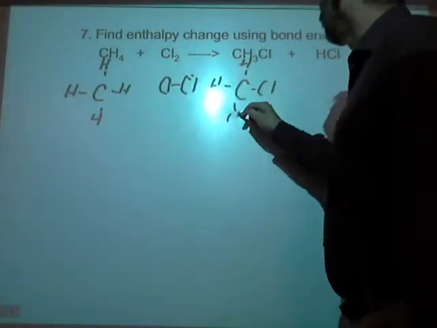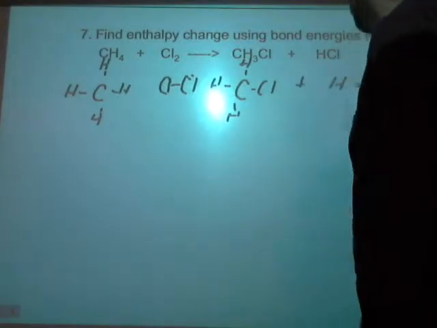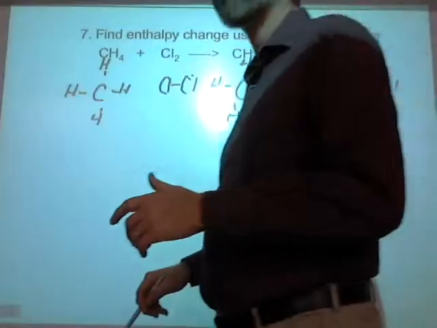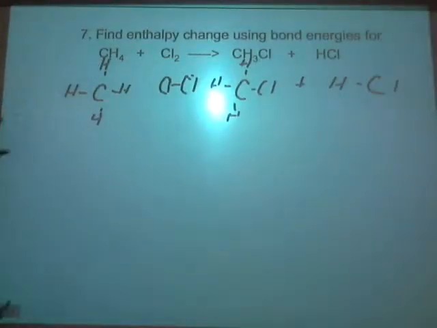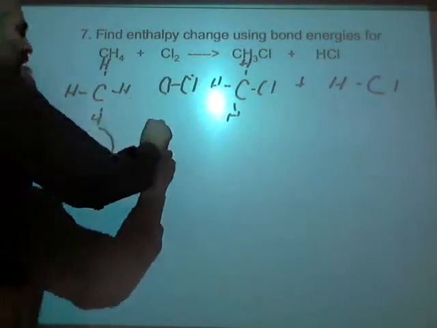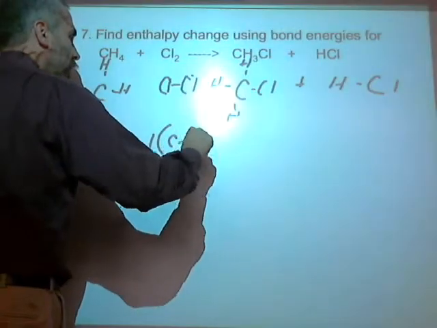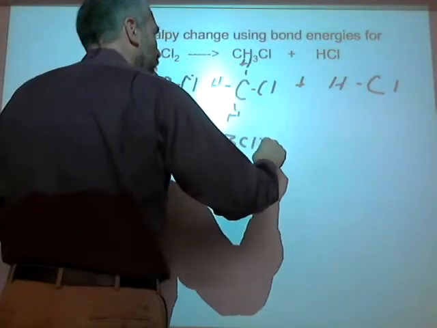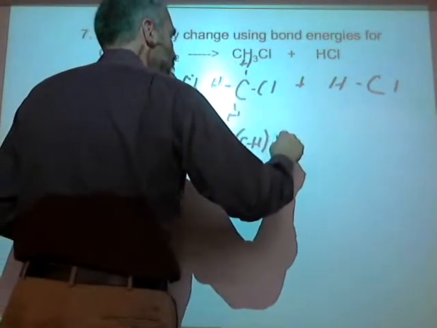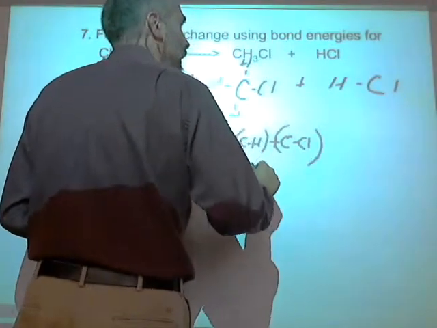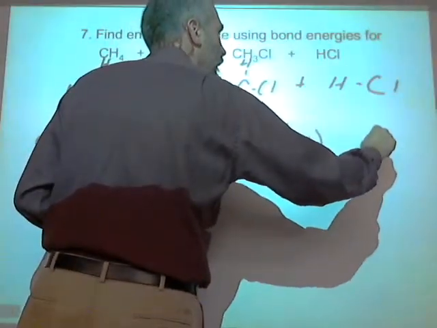And why do we do all this? Because we have to find out how many bonds there are when we look on that chart in the book. How many bonds are there? Well, I'm going to have 4 times whatever I get for the CH bonds value. I'm going to have 1 ClCl bond. I'll have 3 CH bonds and 1 CCl bond, right? And then I'll have 1 HCl bond.